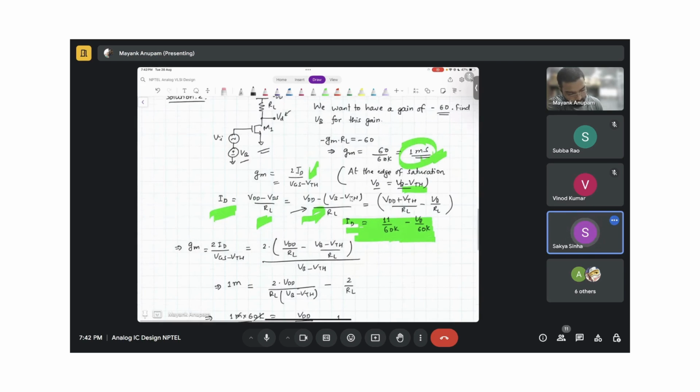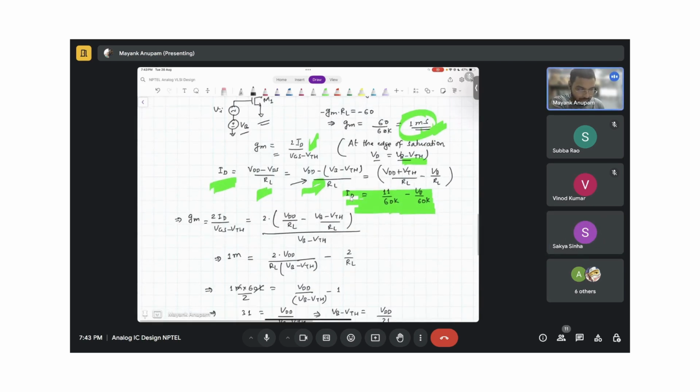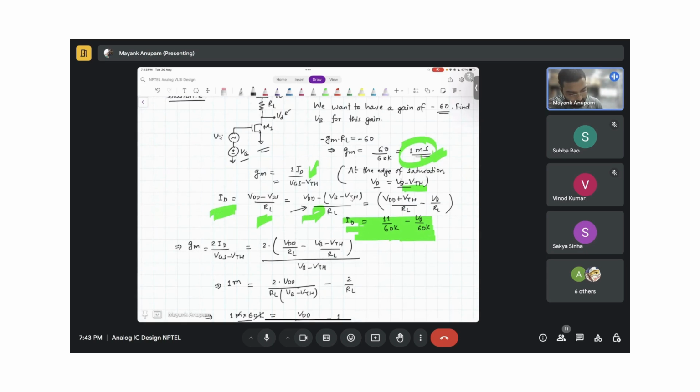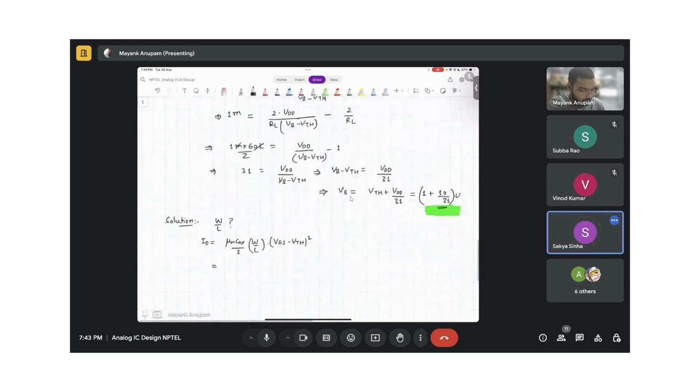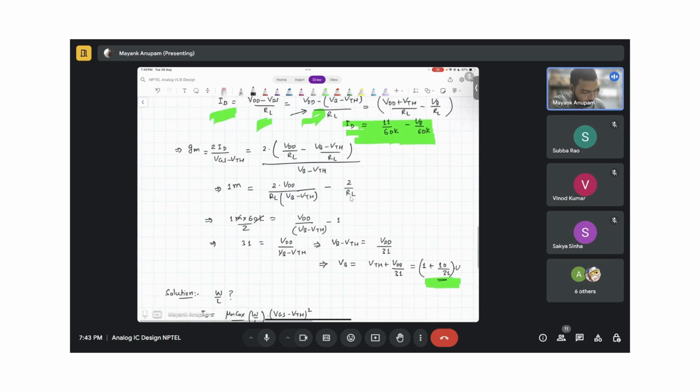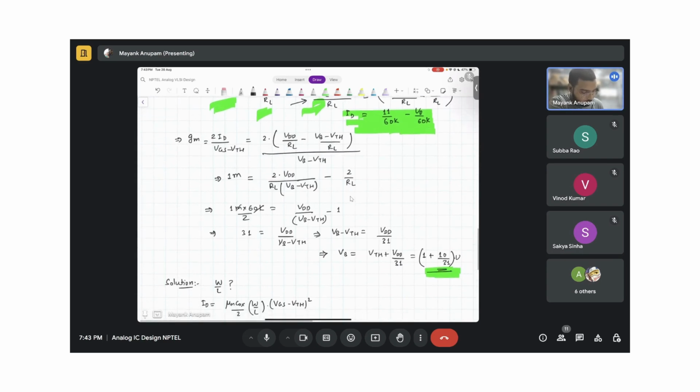Actually, you should check, but we have derived everything with that condition only. The condition is what we applied right here. Okay, you can also check it once, it's not a problem. So VB we have found out.